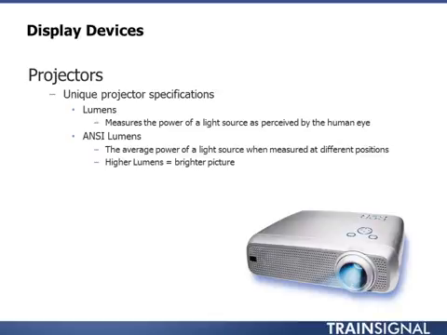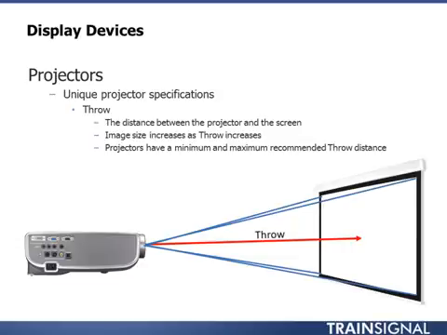Okay, so brightness is the other way of thinking of lumens. Right? That's the more common term that you hear, brightness. Usually when you look at a projector, and this is actually true even if you look at many monitors, you can adjust the brightness. We also have another term called throw, and the throw is the distance between the projector and the screen. The image size will typically increase as the throw increases.